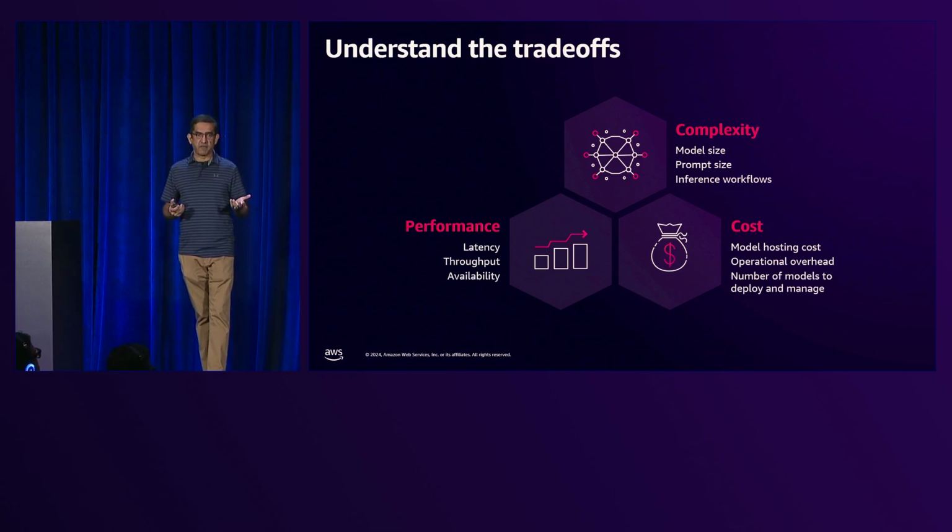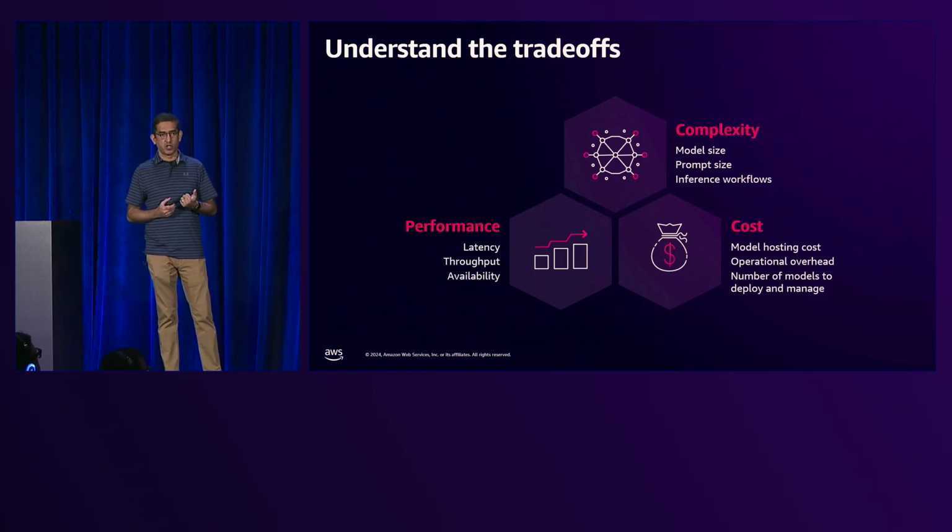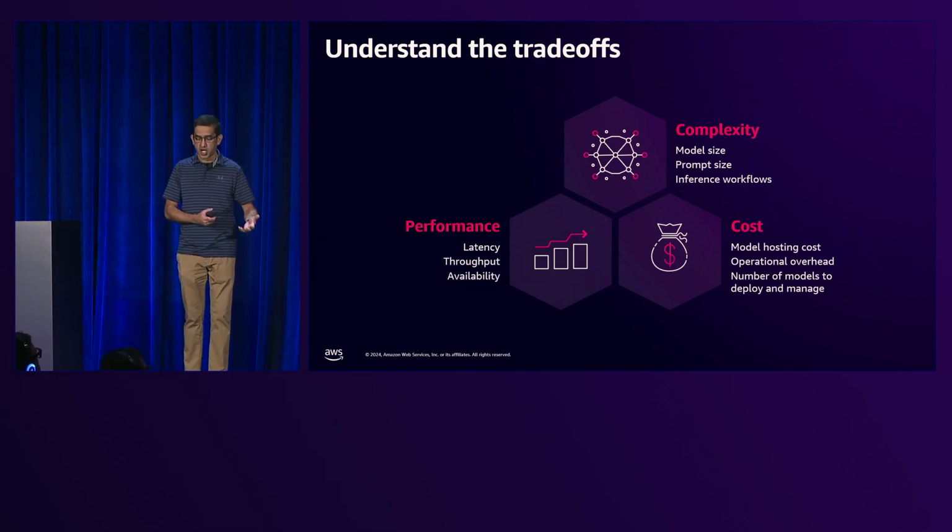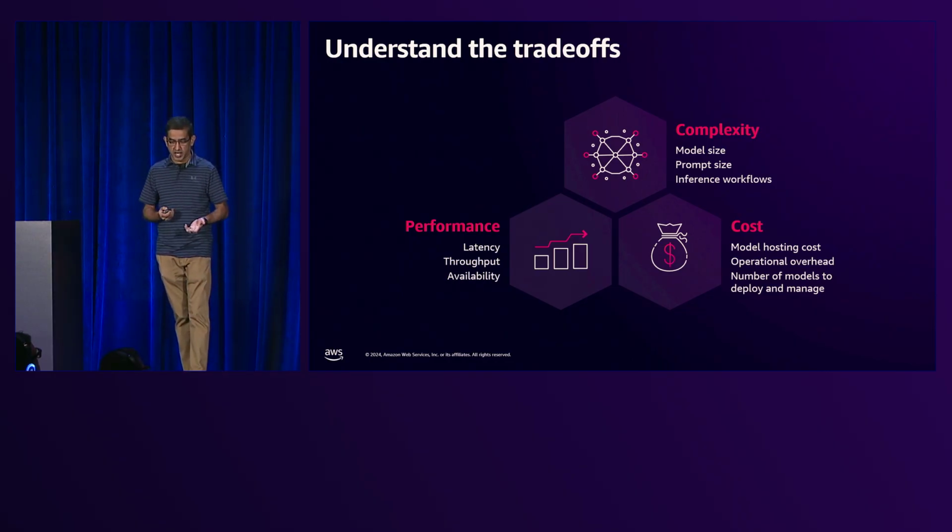Complexity manifests itself in terms of the size of the model, or perhaps you have an ensemble or a system of models or chain of models that you want to deploy together. Cost is an important consideration, and you want to minimize not only the cost of hosting the model, the infrastructure cost, but also the cost of operational overhead.